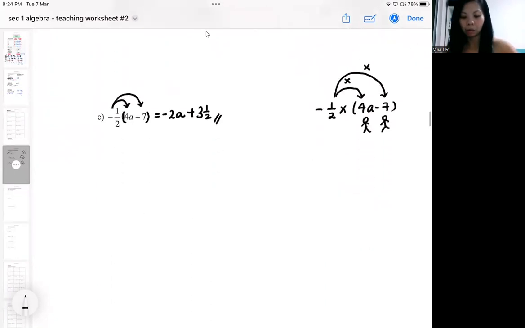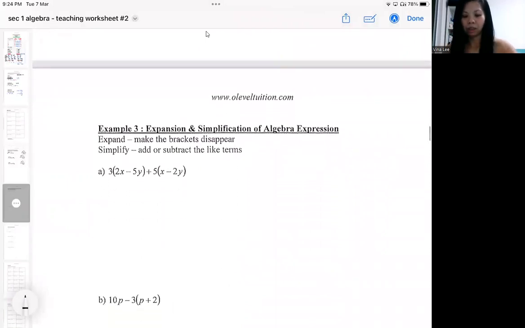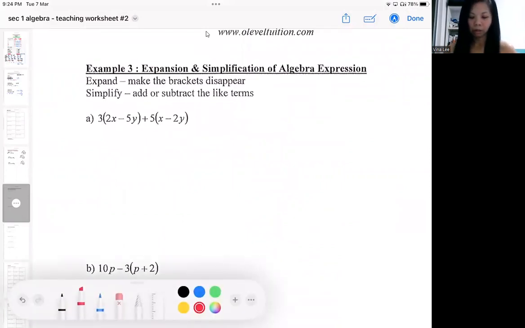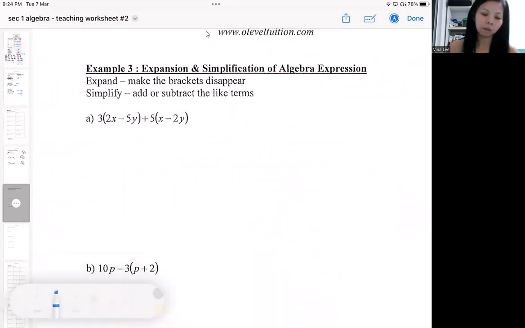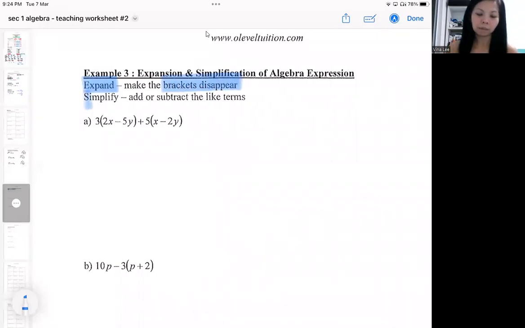In the next part, we're going to expand and then simplify. In a way, I'm combining example 1 and example 2. In example 2, we learned to expand, so the bracket disappears. In the previous example, you simplified. Simplify means you put the same family together: you add the same family and you subtract the same family. So we're going to put these two together.